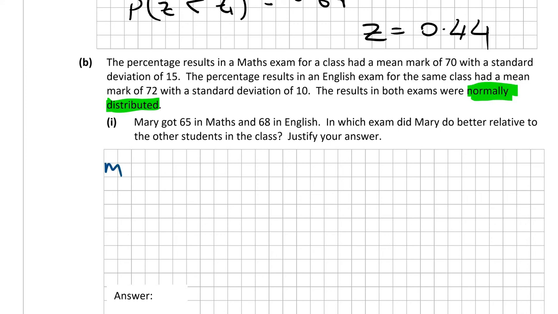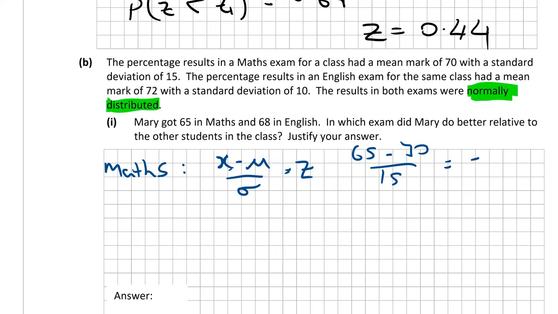We're going to work out in maths her z-score. So the formula for this is in the tables, which is x minus mu over sigma. That's equal to z. So our z-score for maths is going to be the individual value for maths, which she got, 65, minus the mean for maths, the average in maths, which was 70, over 15. We know here that she obviously did worse than the average. That gives you a result of minus 1/3.